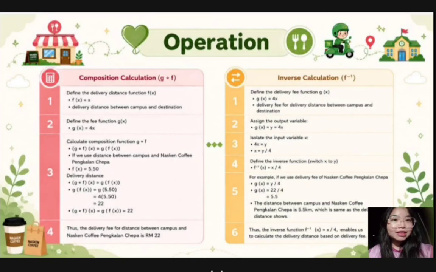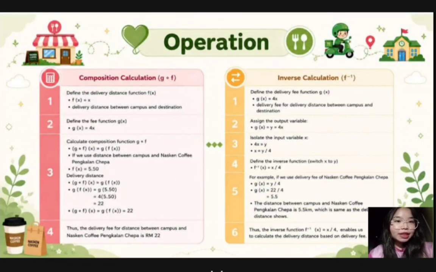Hello everyone, in this section, I will explain the operations used in our GrabFood Optimizer, which are the composition function and the inverse function. Firstly, we define the delivery distance function as f(x) = x. This function represents the delivery distance between UMK campus Kota Baru and the selected destination. Next, we define the delivery fee function as g(x) = 4x. This means that the delivery fee is RM4 for every kilometer traveled.